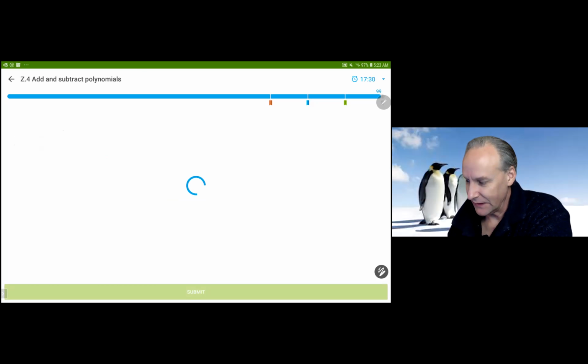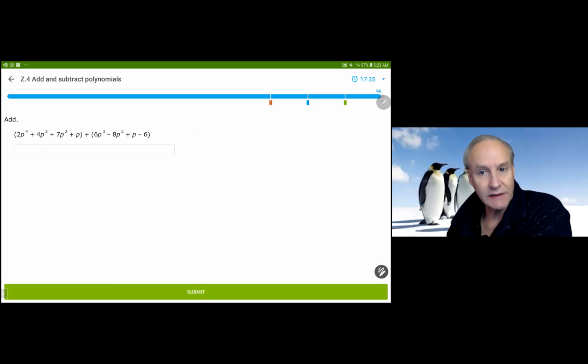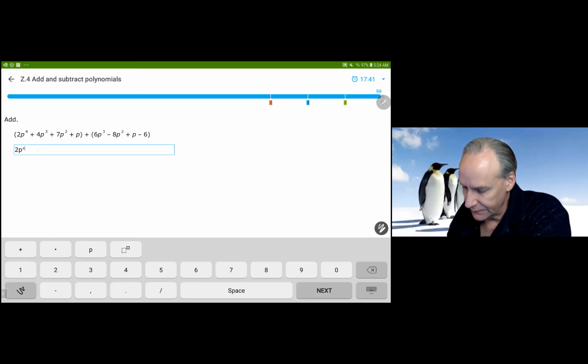So I hope you guys will try it yourself. There we go. No changing the sign because we're not subtracting. We're only adding. So we have a 2p to the 4th first. Now we've got a 10p cubed, because I added the 4 with the 6p cubed. And then we got a minus p squared. I could put the minus 1, but it's not wrong to just put the minus. We have a plus 2p, and we have a minus 6.